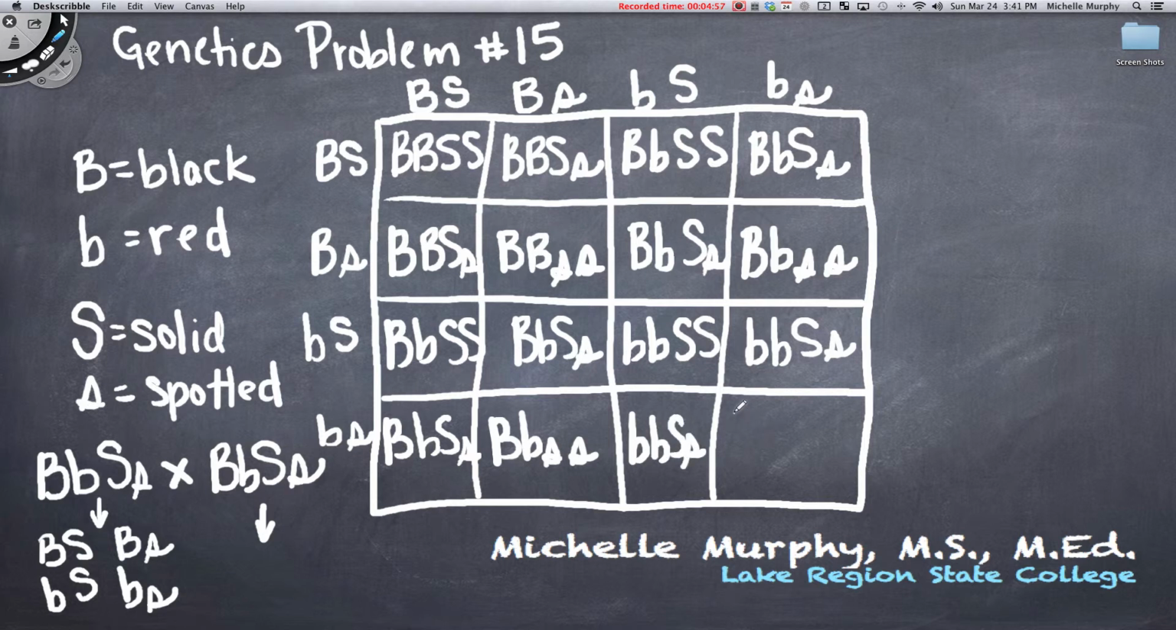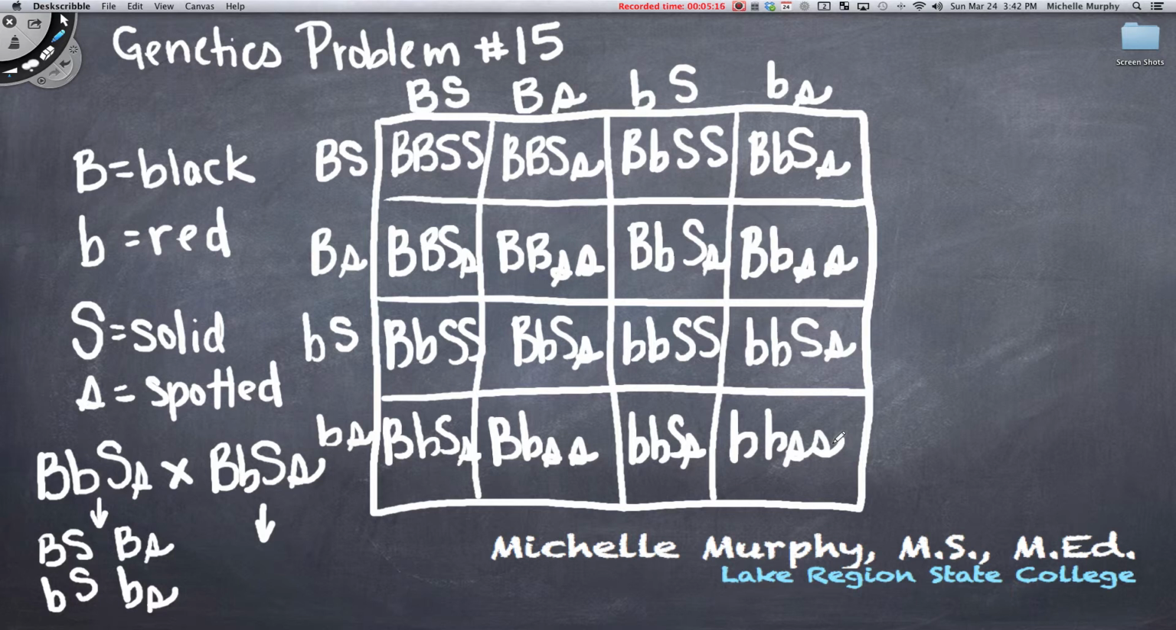All right, so when I look at these, we know that the traits are separate. We know that black is dominant over red, solid is dominant over spotted. So what we want to look at are genotypic and phenotypic ratios for all these.